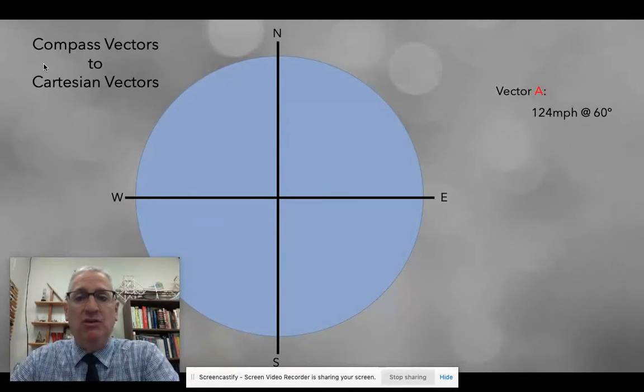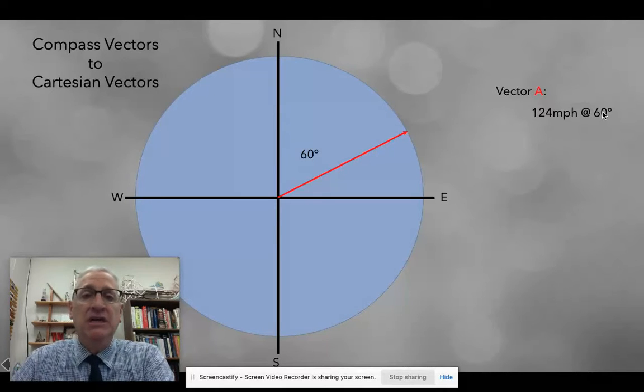connected. All right, so if we have a vector A, and say we just have this vector here, and it's 124 miles per hour at 60 degrees. Now that 60 degrees is actually classified as a compass vector. And because the compass starts at 0 in the north and comes down like this, that 60 degrees sits here. So that's the compass vector. Now, the other vector that we get is the complementary angle, and that comes from here. So that 30 degrees is actually a Cartesian vector.